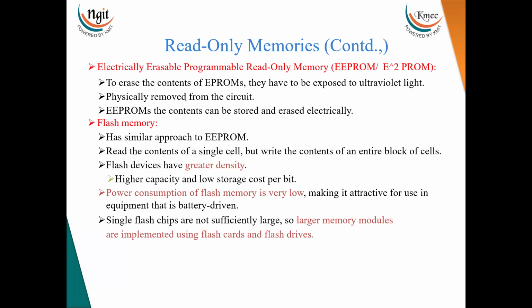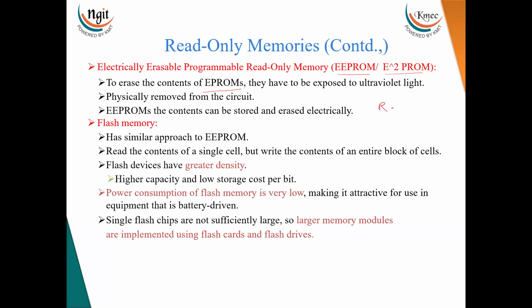Now the next one is the electrically erasable programmable read only memory, or EEPROM, E square PROM. In an EPROM, to erase the content, the IC should be removed from the circuit and exposed to the UV light. In the case of electrically erasable, by writing a program itself, we can erase the content and rewrite the data. We no longer need to remove the IC from the circuit.